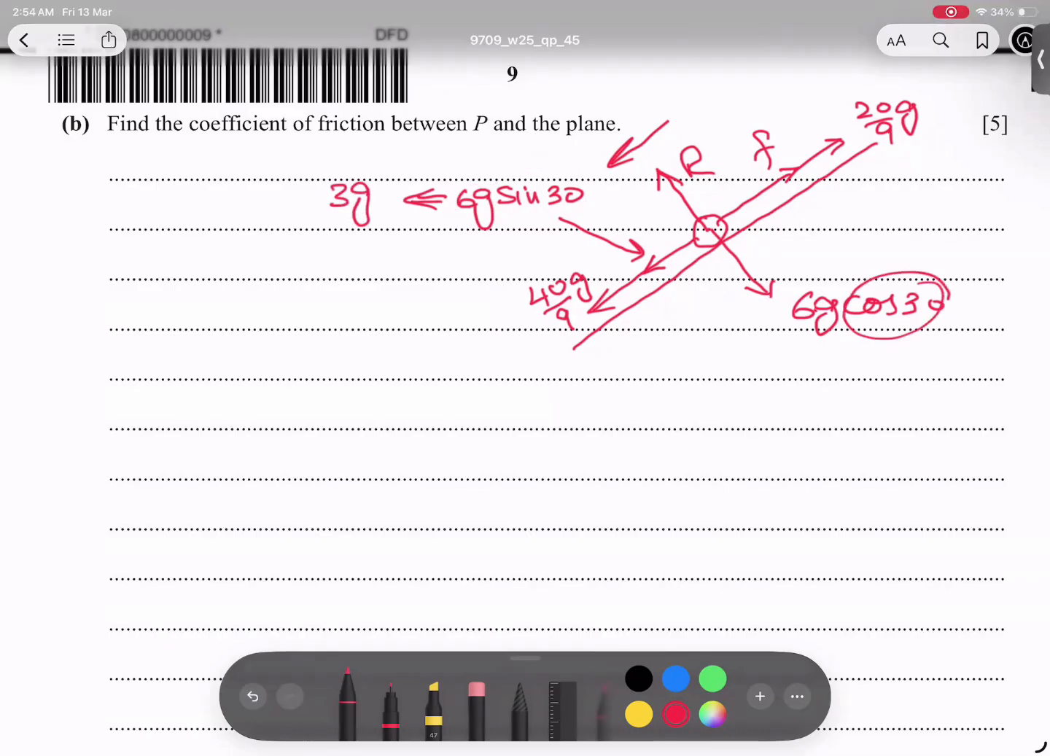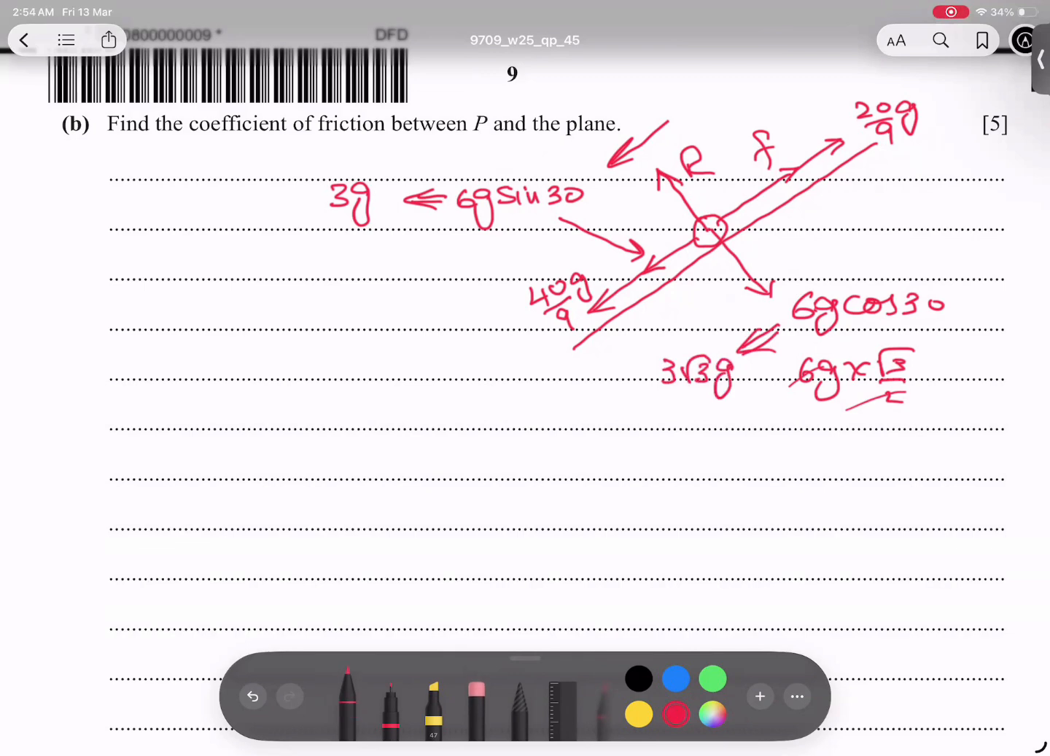And what about this, which is cos 30? Cos 30 very well is root 3 by 2. So when I plug in here 6g times root 3 by 2, the 2 cancels out, and I got this component equals what, students? 3 root 3g. So this is a weight component. I think your idea is clear.